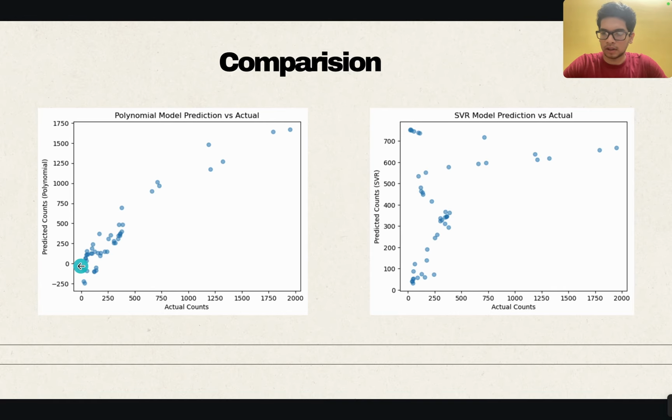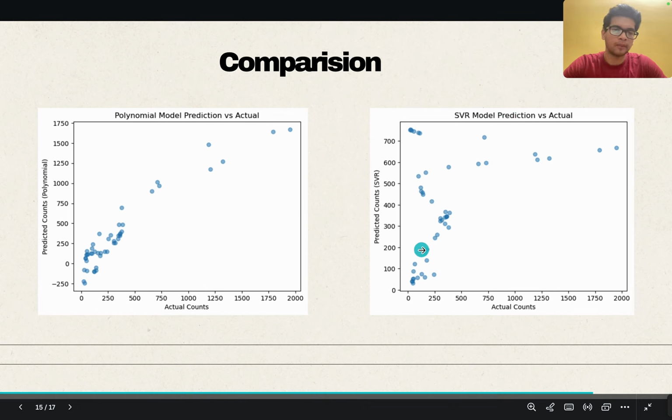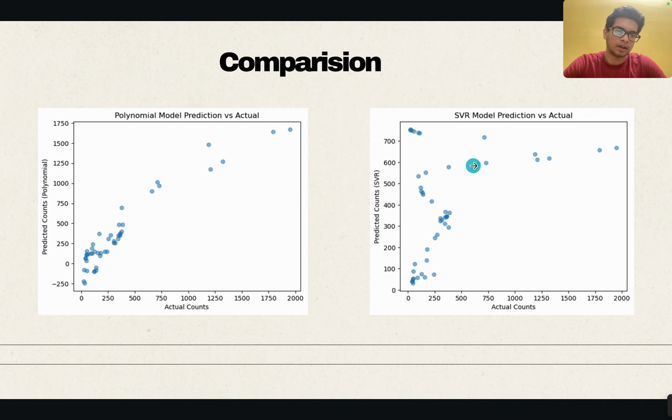So let's see, here the 0 0 is here, and the line along this part refers to a good model. I am receiving most of my predictions along this line for the polynomial regression model. For the SVR model, however, the line along 750 and 700 refers to a good model. So SVR is predicting pretty well for lower values of counts, but it is failing for the higher values of counts.